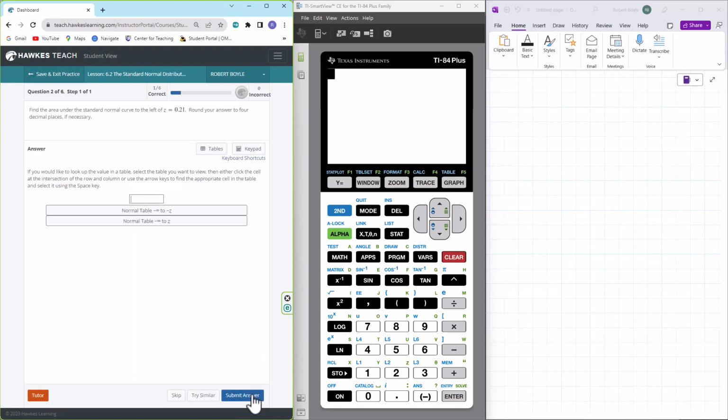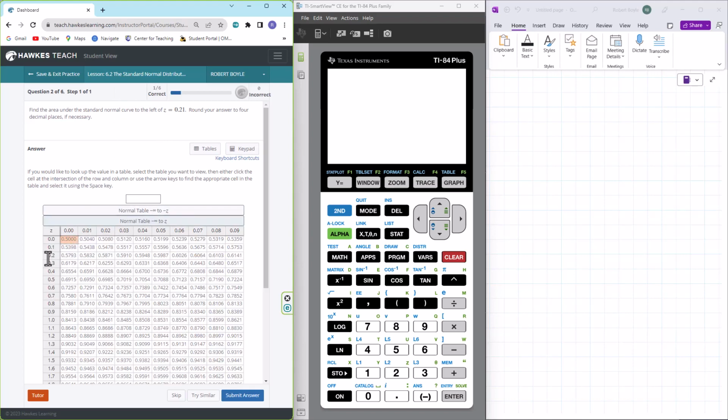Now for this one, I'm going to go ahead and use the calculator. Here we want to find the area under the curve for the case where z is equal to 0.21. You can use this value. Find 0.2, 0.21. That should be our answer, 0.5832.